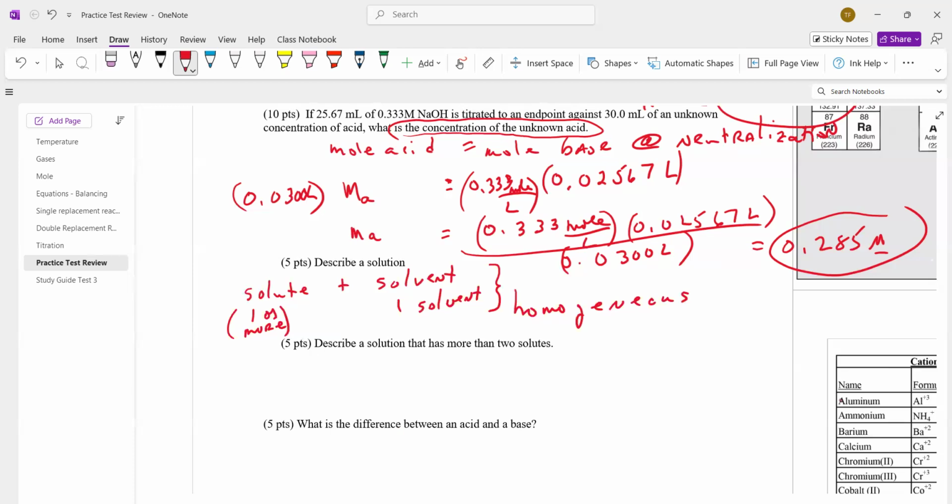Think of vodka. Vodka is alcohol plus water. It looks like water, though. You cannot tell the ethanol from the water. Think of the air. You can't tell the nitrogen from the oxygen from the carbon dioxide. You can't tell them apart. So that's a solution, a gaseous solution. In fact, one of the next questions is describe a solution that has more than two solutes. Well, air is a good example.